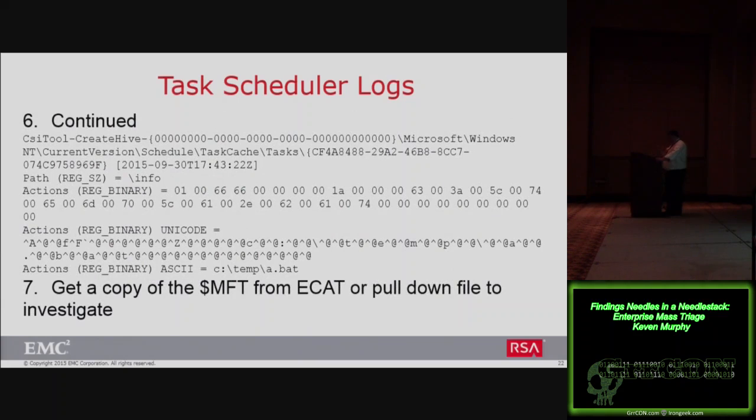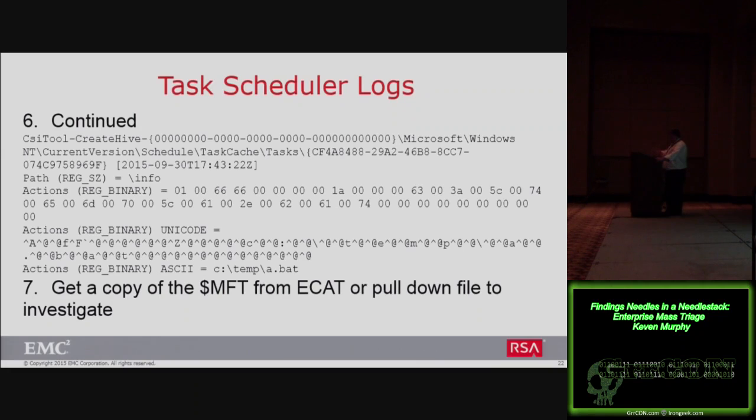So in step 6 here, I have one of the task schedules. And the thing I'm really interested in is the actions. And it comes out as binary with a reg dump. With a slight modification to it, the very bottom line is I have the actual ASCII that it's pointing to. So this is another indication of something I need to take a look at.